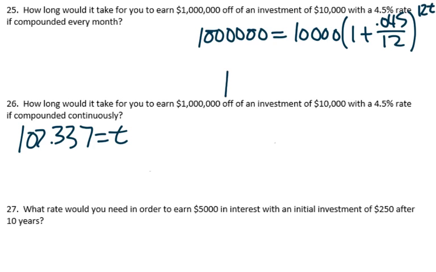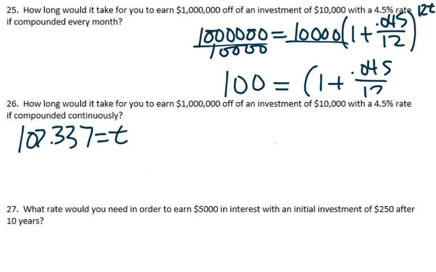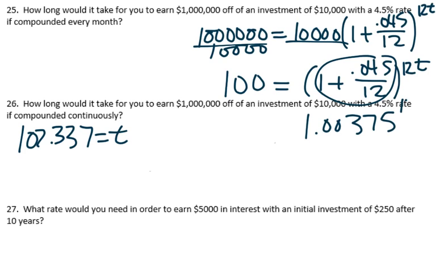So we started off the same way. We divide by that. That gave us 100 would equal 1 plus 0.045 over 12, to the 12t. Now we could simplify this, couldn't we? Because we could type that in a calculator, since those are all numbers. So 1 plus 0.045 over 12 is 1.00375, to the 12t.